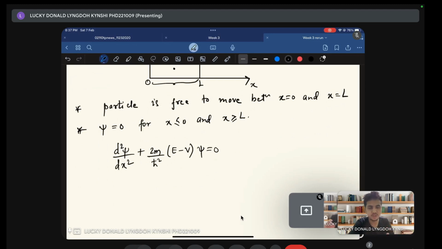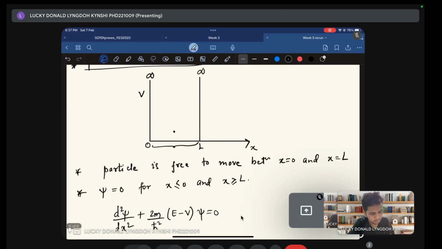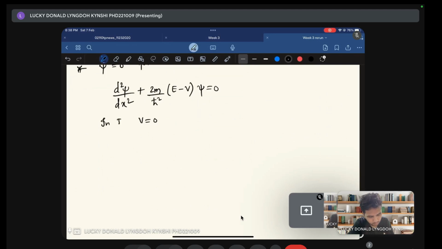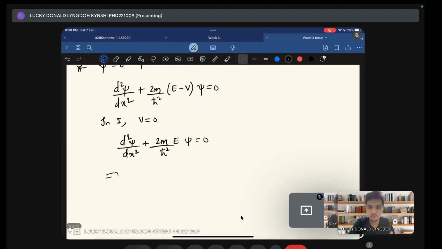So we are interested in the region 0 to L, and in this region V equals 0. Correct? Maybe let me name this as region 1. Okay, so in region 1 the potential equals 0. Now the Schrodinger equation will be d²ψ/dx² plus 2mE/ħ² ψ equal to 0, because V is equal to 0, and then the V term will be 0.